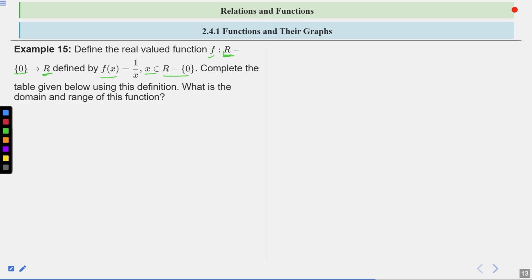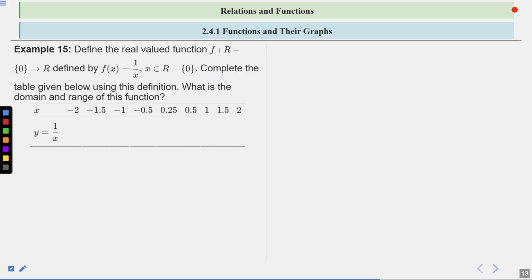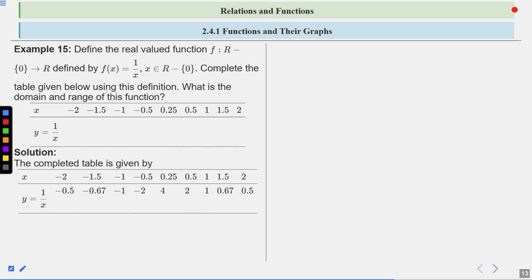Now what you have to do is quite simple: first of all, complete the given table. Then answer the domain and range of this function. What will be its domain and its range? Quite simple. So solution. The completed table is, so we are given input values, and we just have to find out the output values according to this rule, this relation.